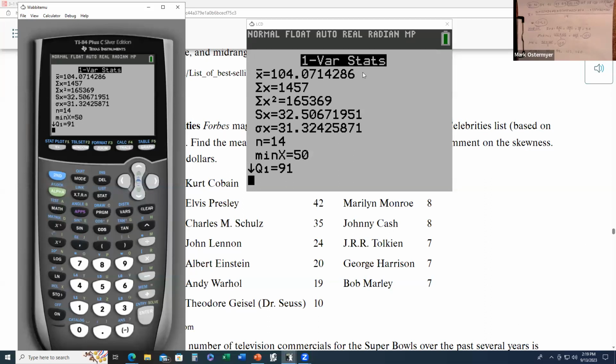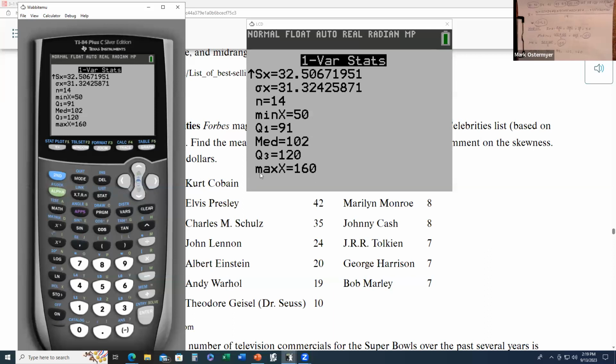You got your mean. This is the sum of all those observations. This is the sum of the squared observations. This is your standard deviation of a sample, the standard deviation of a population. We'll indicate why they're a little off when we look at the formulas of variation down the road. 14 observations in the data set. The minimum value of the data set is 50.